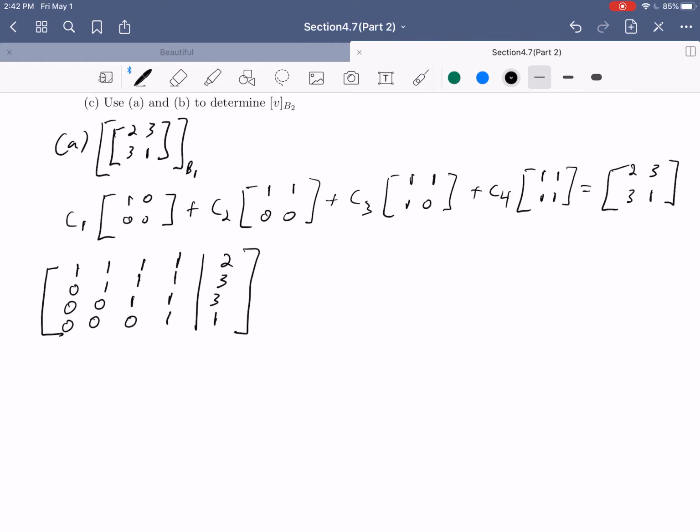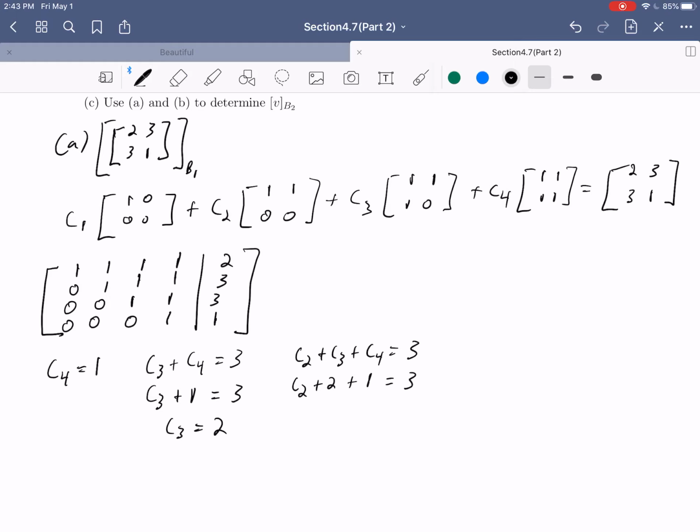Okay. Now, if you notice, as soon as we put it into this augmented form, we could mess around and try to do more with it, but this is actually already in row echelon form. So we might as well just back solve immediately, and this should be pretty quick. We get that C4 needs to be 1. C3 plus C4 needs to be 3, which means that C3 plus 1 needs to be 3, so C3 needs to be 2. Then C2 plus C3 plus C4 needs to be 3, so C2 plus 2 plus 1 has to be 3, so C2 needs to be 0. And then finally C1 plus C2 plus C3 plus C4 is supposed to be 2. That's C1 plus 0 plus 2 plus 1 equals 2, so C1 is negative 1.